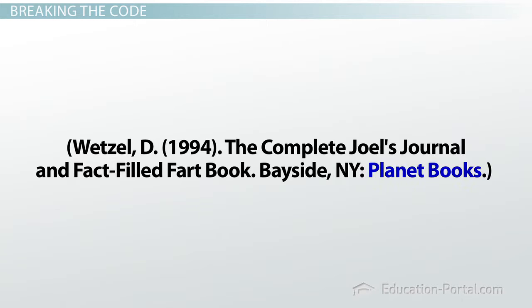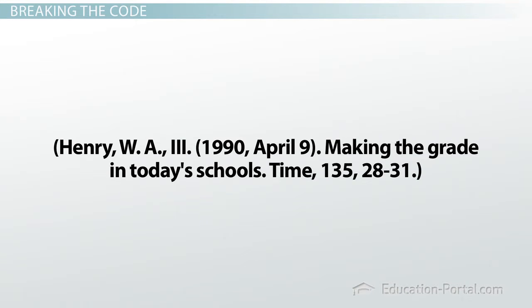Now, that's what you're going to see if the source came from a book. Things are going to be a little bit different if it came from a journal or a magazine. On your screen now, you're going to see a sample of a magazine article citation. So they start out very similar, but there's going to be a couple things that are different.